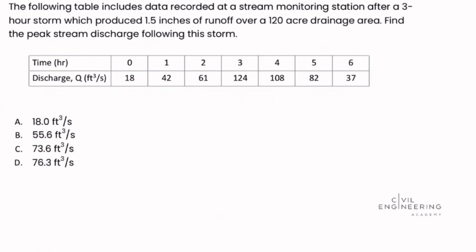This is Matt, and today we work a problem from the Water Resources Depth section of the Civil PE exam. So let's get going. The following table includes data recorded at a stream monitoring station after a 3-hour storm which produced 1.5 inches of runoff over a 120-acre drainage area. Find the peak stream discharge following this storm.